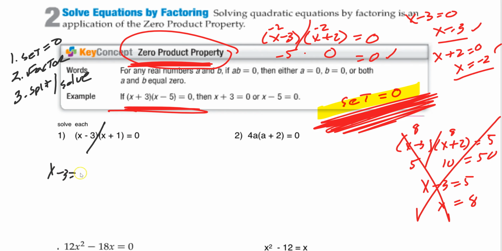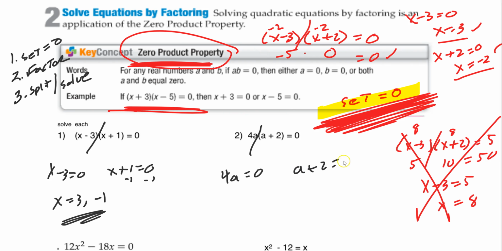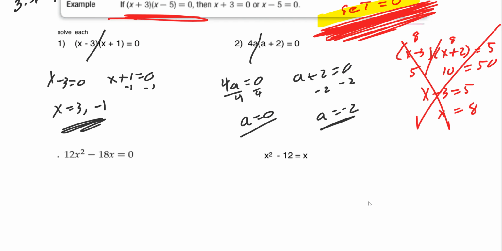x minus 3 equals 0. x plus 1 equals 0. Add 3 to both sides, x equals 3. Subtract 1 from both sides, x equals negative 1. Over here, it's still factored, so we split it. 4a equals 0, a plus 2 equals 0. People freak out on this side. Why? Just divide by 4. Hey, a equals 0. That's fine. That's an answer. And a equals negative 2. Right, so we set equal to 0 and then we factor.